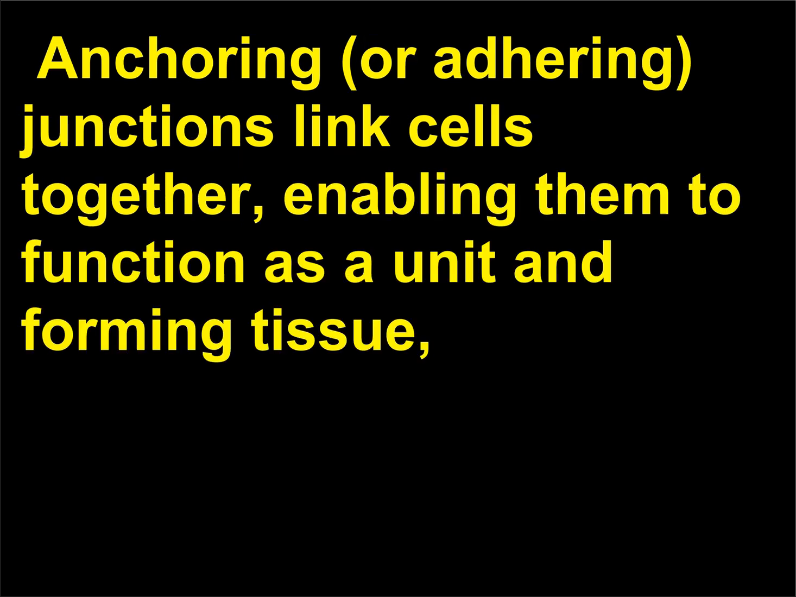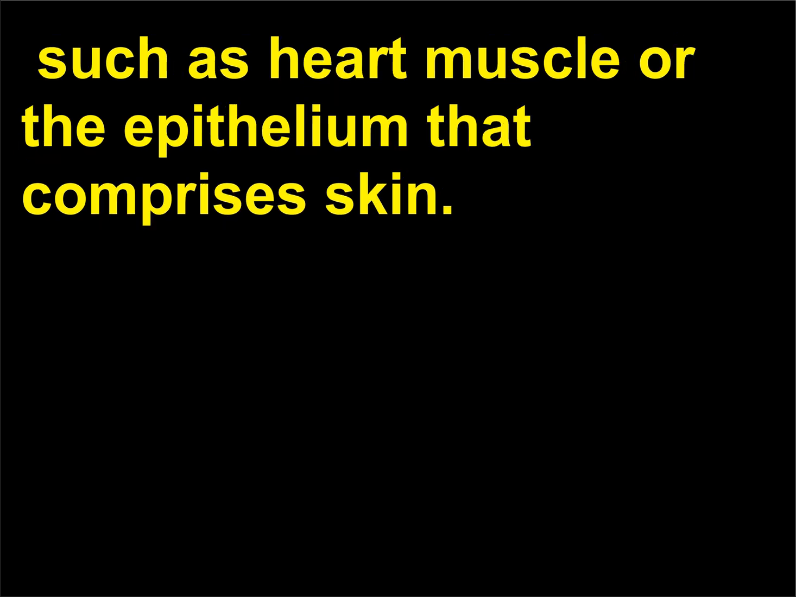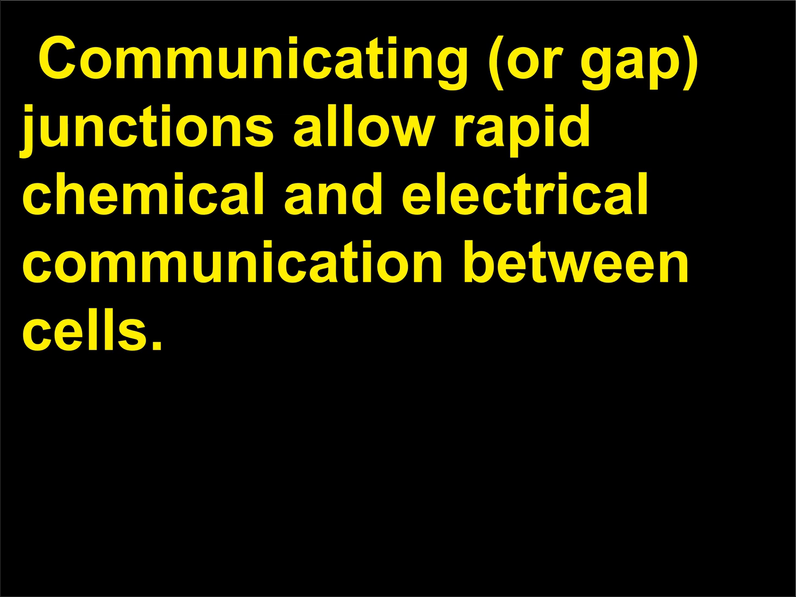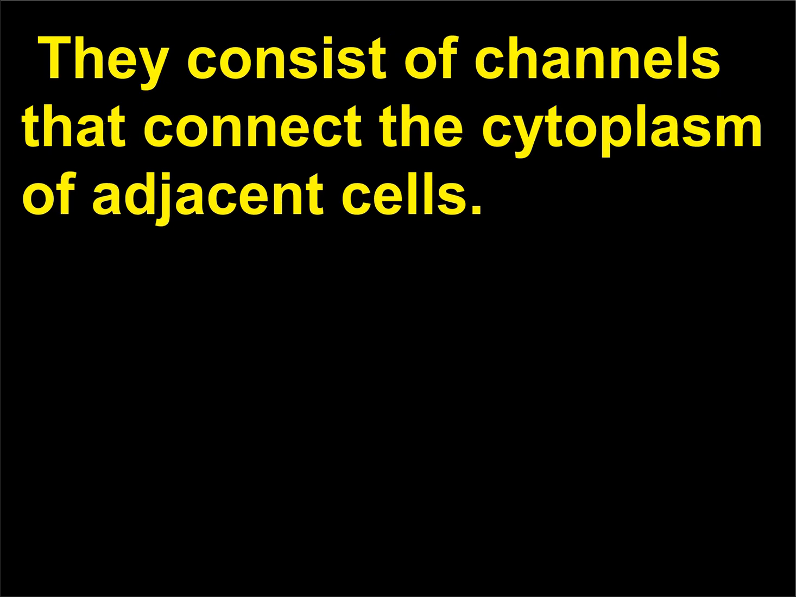Anchoring, or adhering, junctions link cells together, enabling them to function as a unit and forming tissue, such as heart muscle or the epithelium that comprises skin. Communicating, or gap, junctions allow rapid chemical and electrical communication between cells. They consist of channels that connect the cytoplasm of adjacent cells.